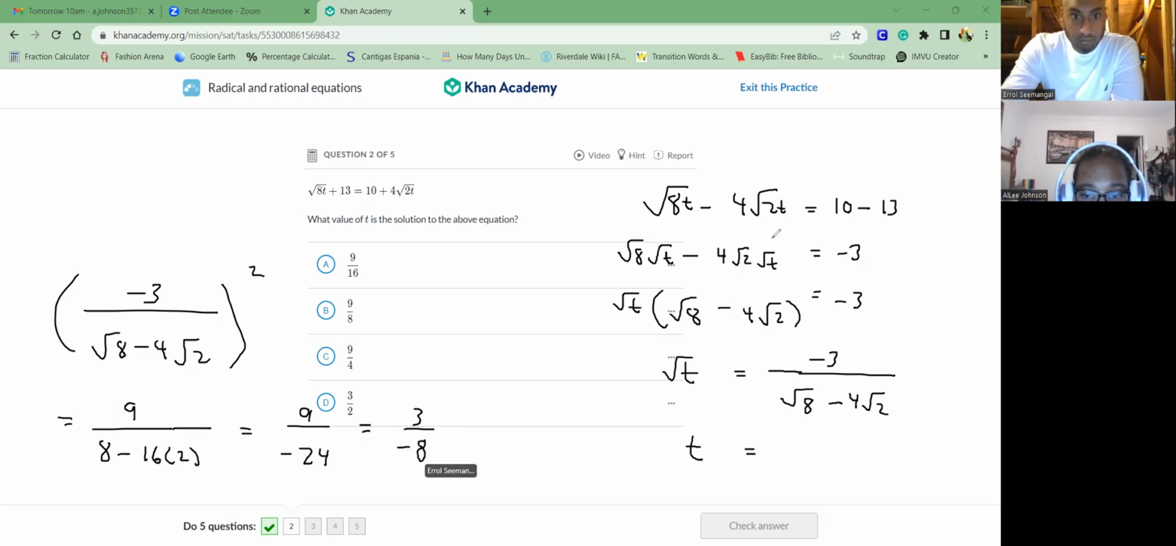Okay, so we square both sides, and then this is 3. Is that right? That's not one of the answers, though, right? So what did we do wrong? What did we do wrong there? 8 minus 32 is -24.